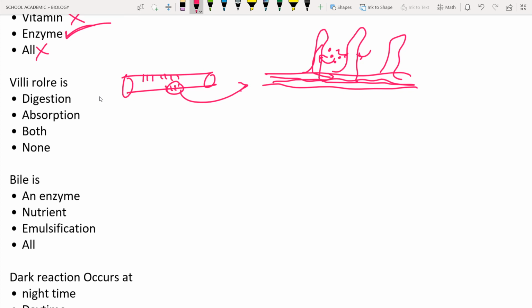So what are they saying, the role of villi is digestion? It is not digestion. Villi are not involved in digestion. So next is absorption. Yes, it is correct. We will go for the other options also. The third option is saying the first and second option.